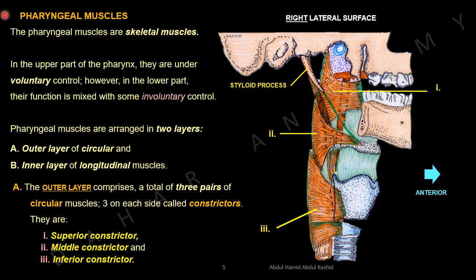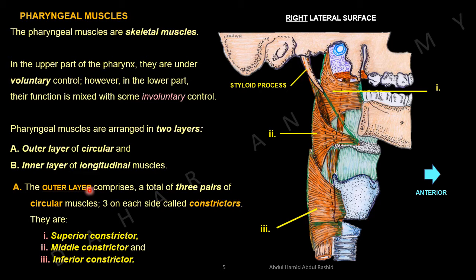Pharyngeal muscles. The pharyngeal muscles are skeletal muscles. In the upper part of the pharynx, they are under voluntary control. However, in the lower part, their function is mixed with some involuntary control. Pharyngeal muscles are arranged in two layers: A. outer layer of circular muscles and B. inner layer of longitudinal muscles.